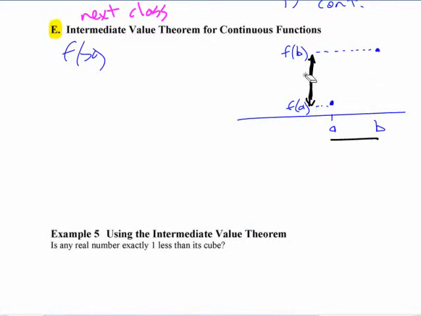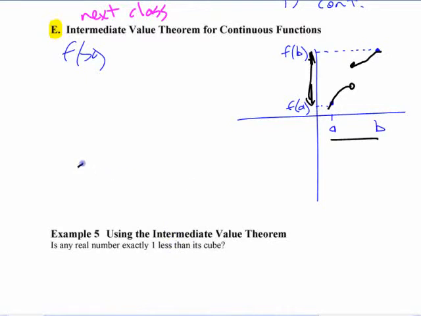Continuous means every value is what you expect it to be. There's not going to be a jump. If it's not continuous on that interval and it went from there up to here, then it's going to skip some of these y values. It's going to cover these ones and these ones up here, but it's going to skip the ones in the middle. If it's continuous, it has to hit every one of those y values.